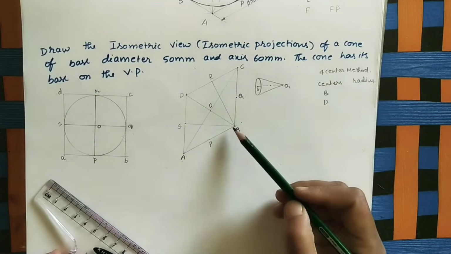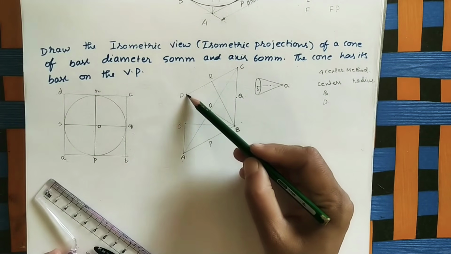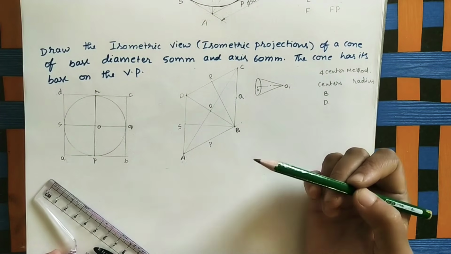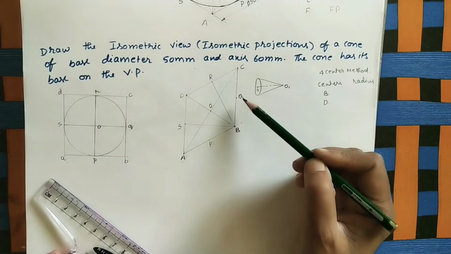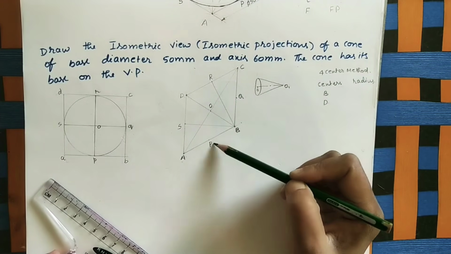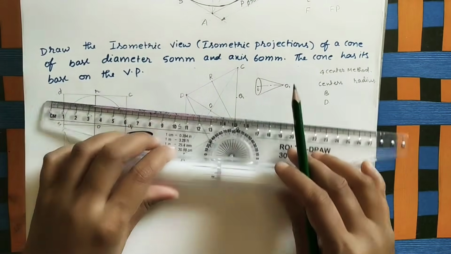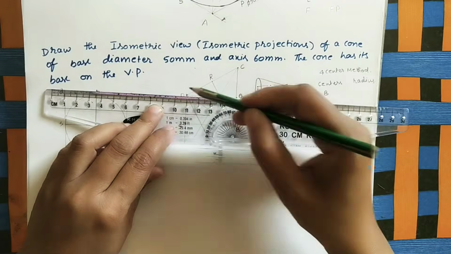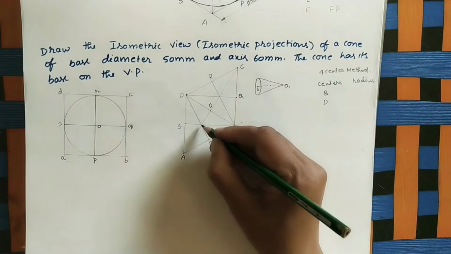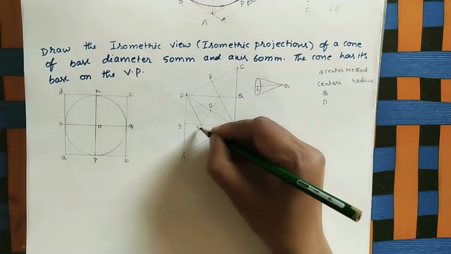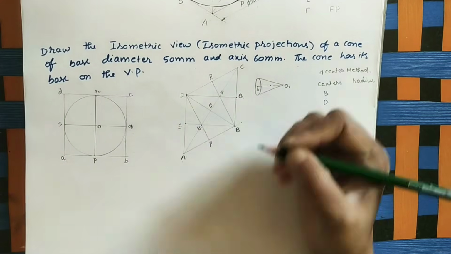Now after that, take the next corner of the diagonal D, join D to the opposite middle points. What are the opposite middle points to D? P and Q. Okay, join D to P, join D to Q. Now here take the intersection points. This is the E point, this is the F point.